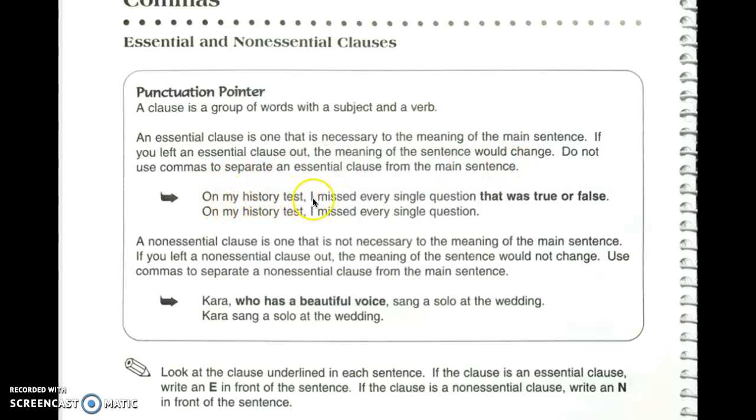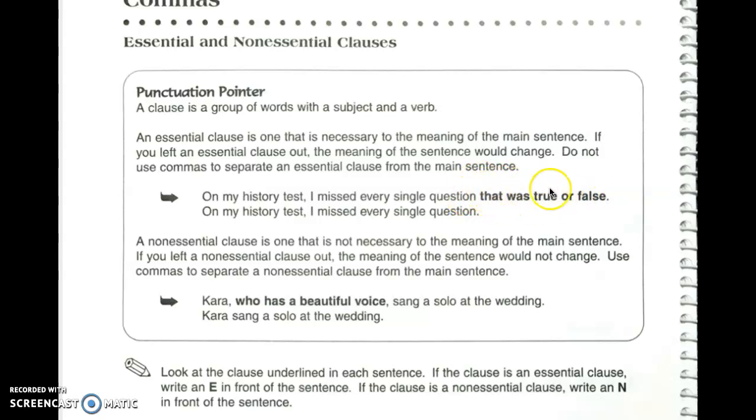On my history test, I missed every single question that was true or false. Notice that this clause that has a subject, that, and a verb, was, would completely change the meaning of this sentence if it wasn't there, okay? If it wasn't there, the sentence would read, on my history test, I missed every single question, okay? That's not what this means. This one means that we only missed the questions that were true or false, okay?